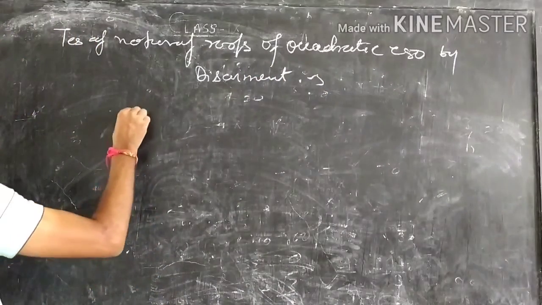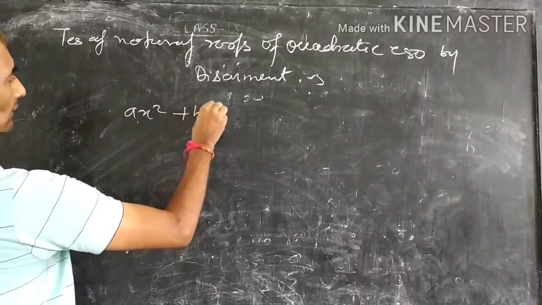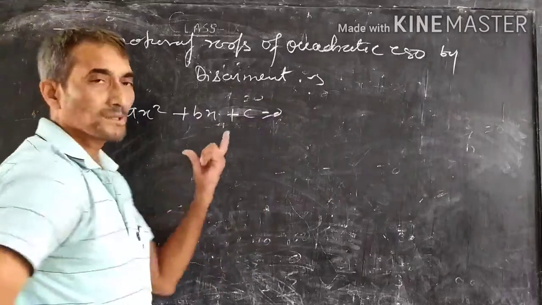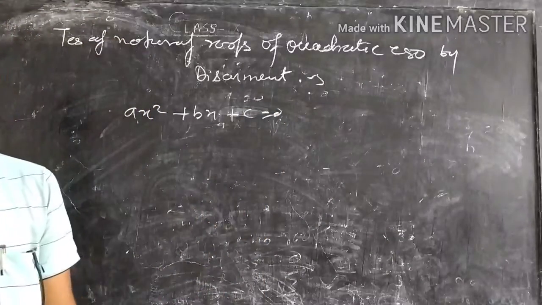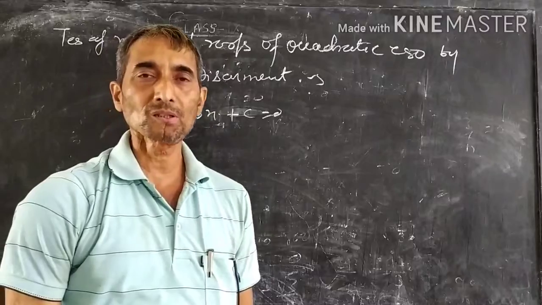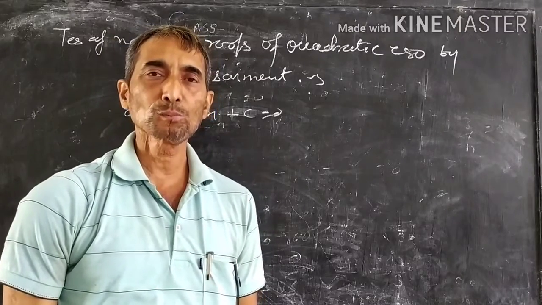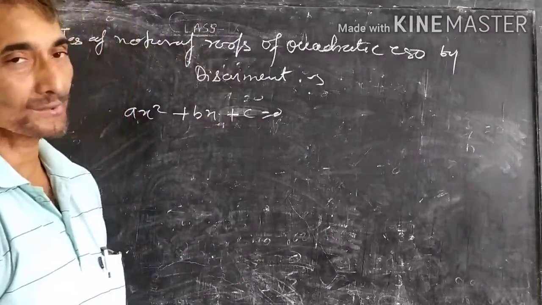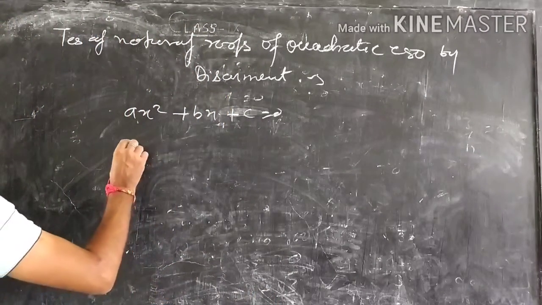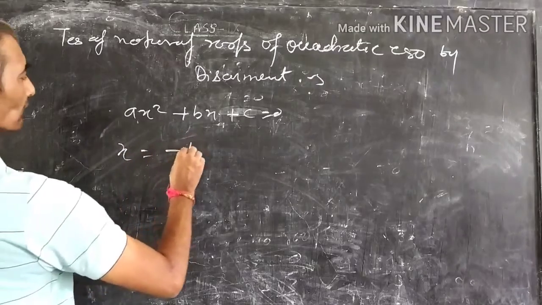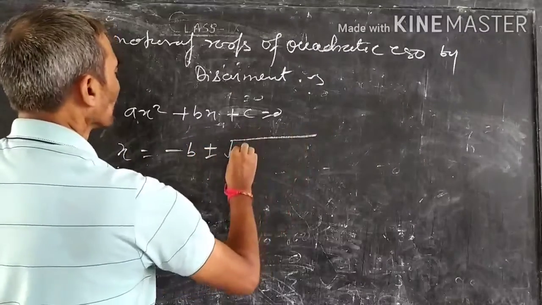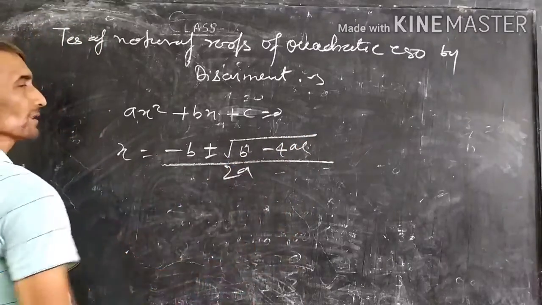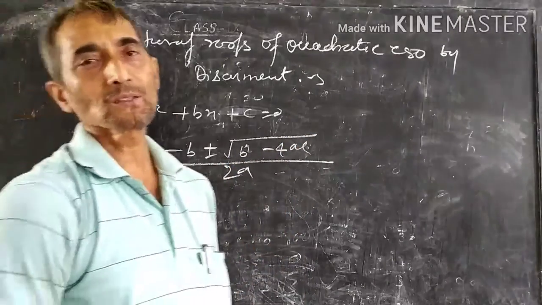We know that ax square plus bx plus c equal to 0 is the standard form of the quadratic equation, in which a is the coefficient of x square, b is the coefficient of x, and c is the constant. And also we know that x is equal to minus b plus minus root of b square minus 4ac upon 2a. This is Sridharacharya formula.